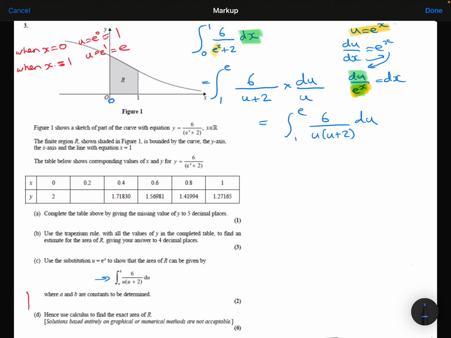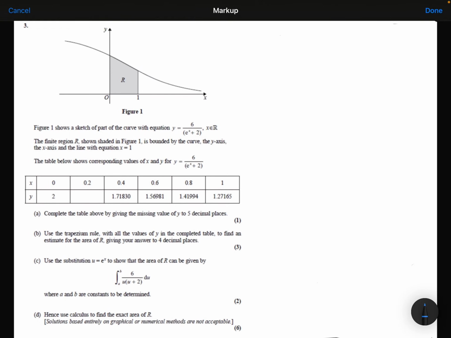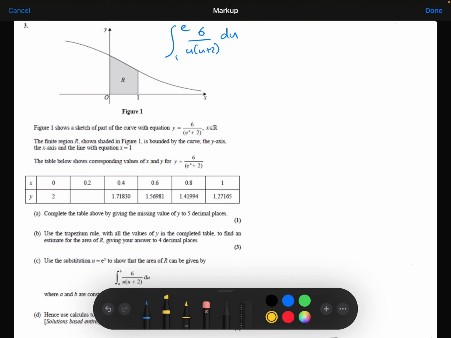Part D. Hence, use calculus to find the exact area of R. So now we actually need to do this integral. So we are wanting to do the integral of 6 over u times u plus 2 du between the limits of 1 and e. Now, in order to integrate this, I need to replace this with partial fractions. I need to split this up into its separate fractions. So let's do a bit of rough working out on this.